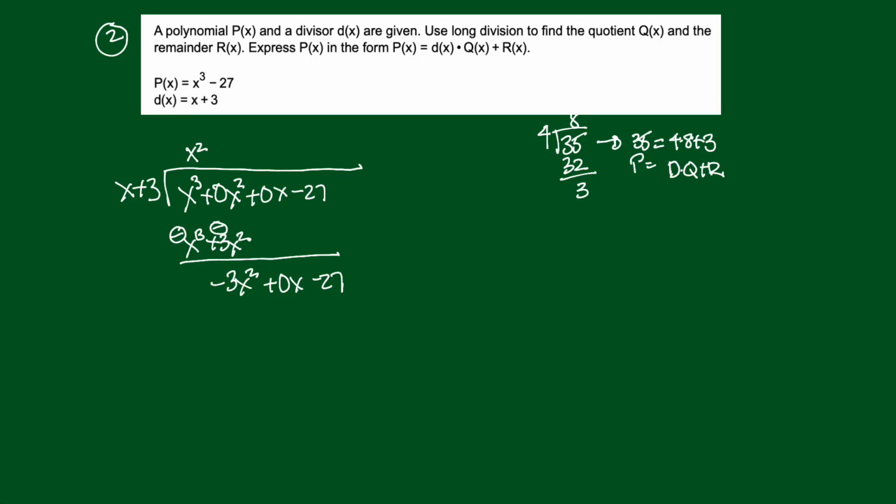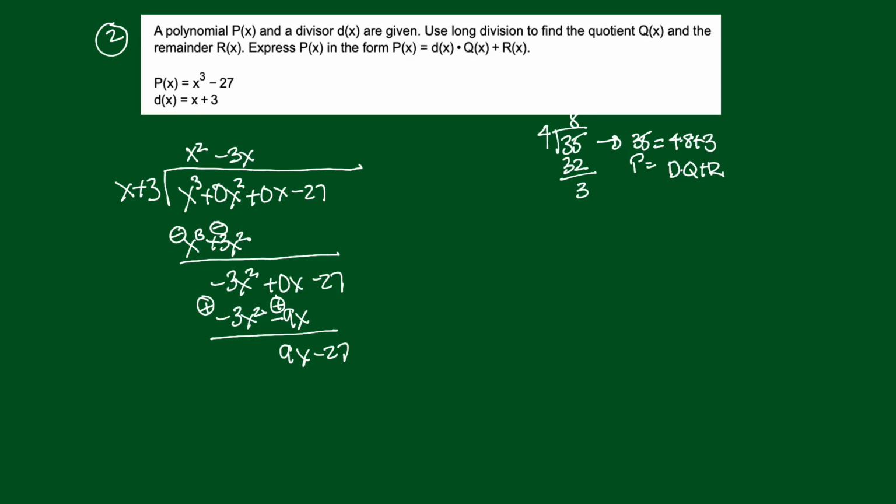Start it again. Divide. So first x into negative 3x squared. First into first. So x divided into negative 3x squared is negative 3x. Multiply. Negative 3x times x is negative 3x squared. And then negative 3x times positive 3 is minus 9x. Subtract, so that means change those signs. So now I've got 0x plus 9x, that's 9x.